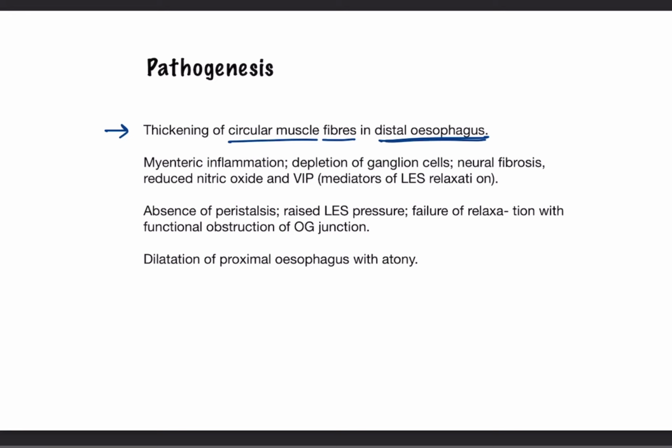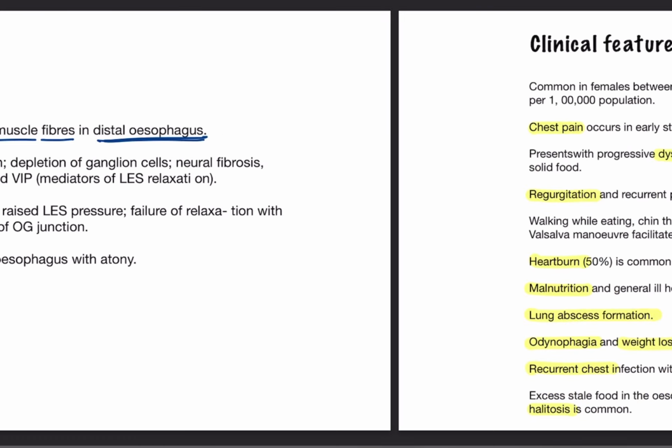Now let's move on to the pathogenesis. What do we see in this? There is thickening of the circular muscle fibers in the distal esophagus. There is myenteric inflammation, depletion of the ganglion cells, neural fibrosis, reduced nitric oxide, and VIP. Next, there is absence of peristalsis, raised LES pressure, failure of relaxation with functional obstruction of the GE junction, and dilatation of the proximal esophagus with atony. There is no tone left in the esophagus.